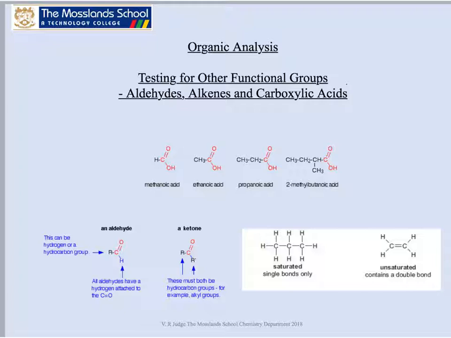This is the last tutorial in this topic, you'll be pleased to know. And this one is about testing for other functional groups, aldehydes, alkenes and carboxylic acids. So in the previous tutorial we've already had a look at how you can test for alcohols. So this is looking at all of the other tests.